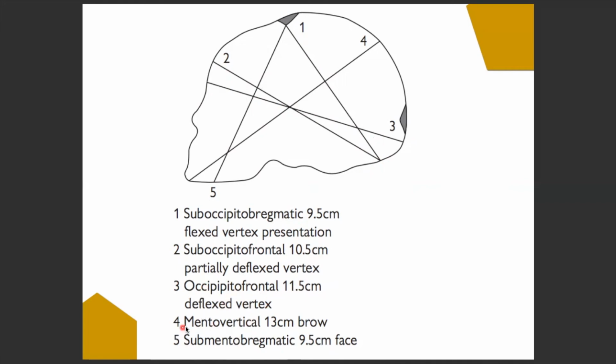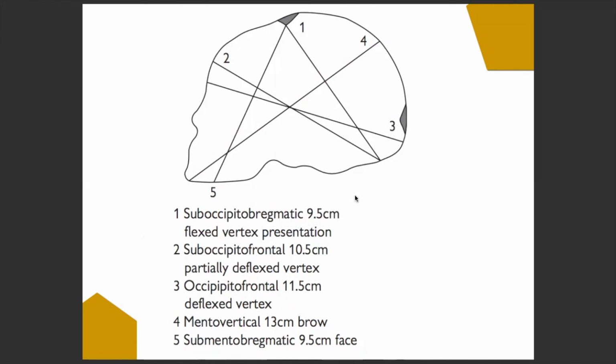The next one is the mentovertical. The mentovertical is during brow presentation, so it's from the chin all the way to the vertex, and it's a very long diameter, as you can see. This is 13 centimeters in brow presentation, and that is almost equal to the pelvic diameter, remember? So it's almost impossible, or very difficult, for mentovertical to be delivered. The next is submental-bregmatic, which is in the face presentation, and it's 9.5 centimeters. So it's similar to the suboccipital-bregmatic, but it's not the perfect presentation, but it's still small enough.